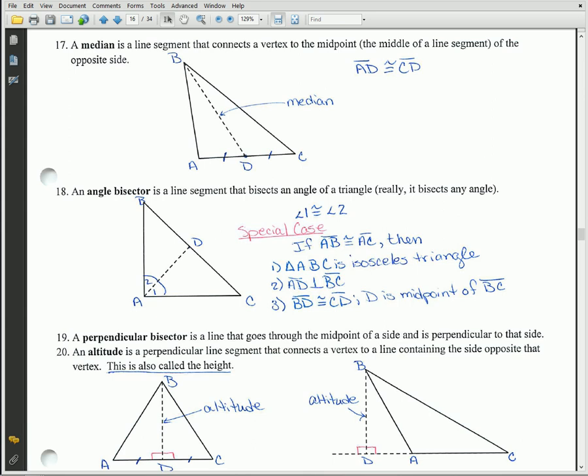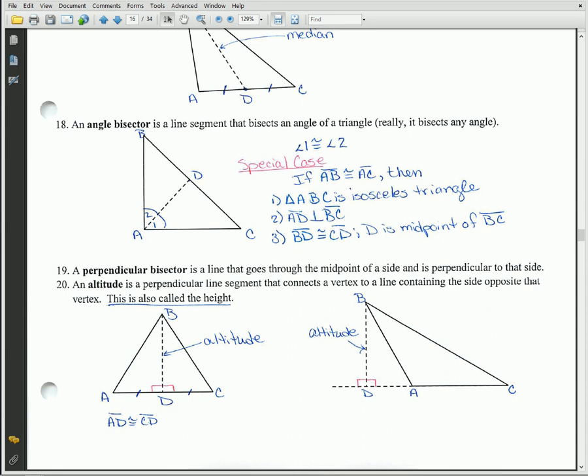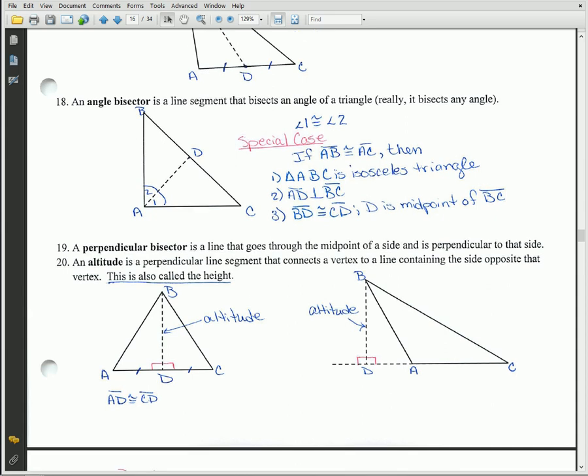An angle bisector is the line segment that bisects the angle of a triangle. It can bisect any angle. I'm showing it from one angle. If I have AB equal to AC, in other words, if I have an isosceles triangle and I'm bisecting that angle, then I know that line segment AD is perpendicular to BC and that it's a bisector. So that means that BD equals CD and that D is the midpoint of BC.